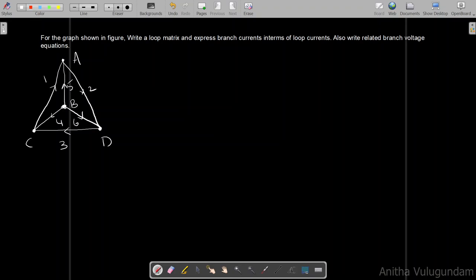In this video, we'll see another example on writing tie-set matrix. Question is, for the graph shown in figure, write a loop matrix and express branch currents in terms of loop currents and also write related branch voltage equations. Loop matrix is also called as tie-set matrix.